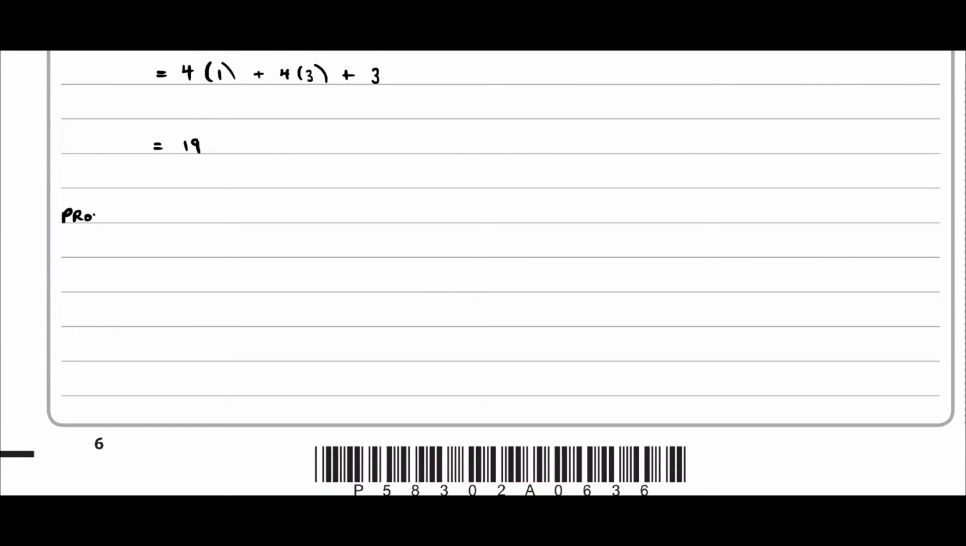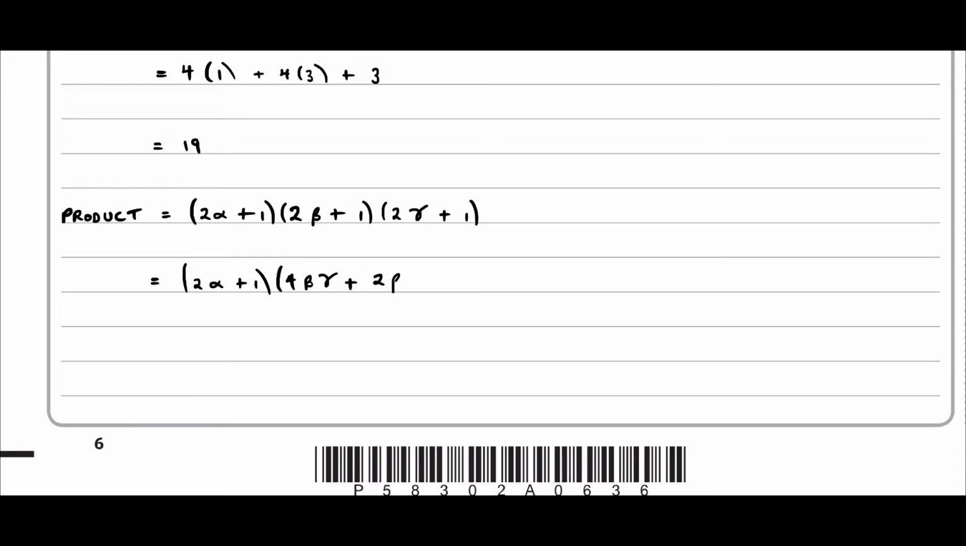For the product, we have 2 alpha plus 1 lots of 2 beta plus 1 lots of 2 gamma plus 1. Let's first of all multiply the 2 beta plus 1 and the 2 gamma plus 1 together. 2 beta times by 2 gamma, that's 4 beta gamma. 2 beta times by 1, that's 2 beta. 1 times by 2 gamma, that's 2 gamma. 1 times by 1, that's 1.